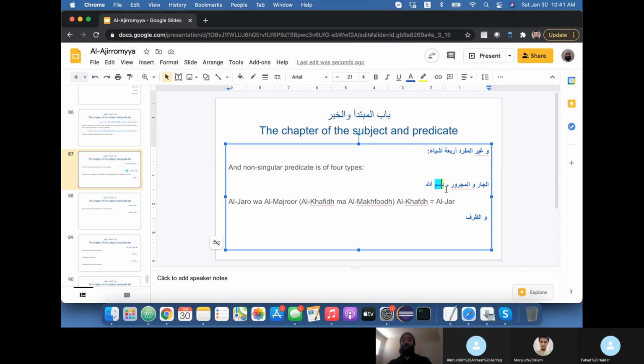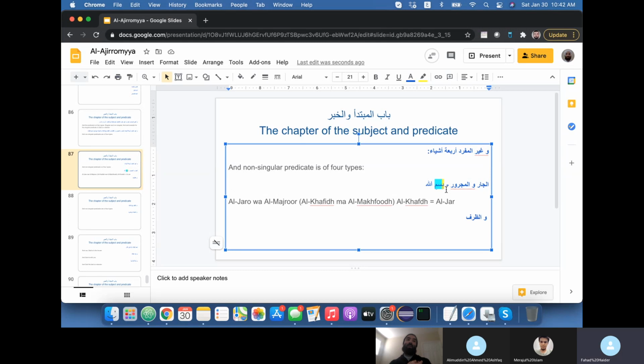Ismi is al-majroor. So now going back to our topic, sometimes the predicate can be a combination of al-jar and al-majroor. Is this combination singular or non-singular based on our definition? Is it one word or multiple words? It's the letter of khafd and the noun of khafd. And remember, letters are also considered words, right? So we have two words here. Therefore this would be a non-singular.